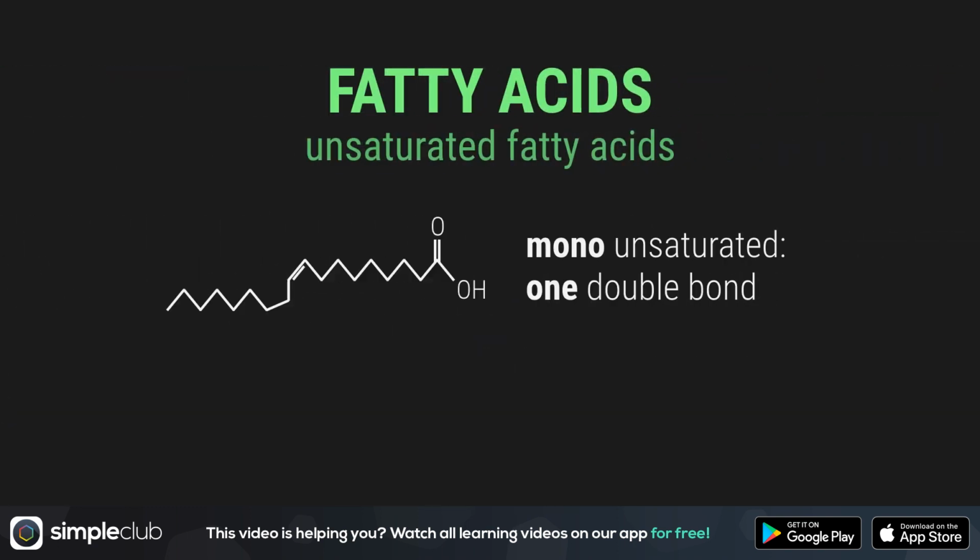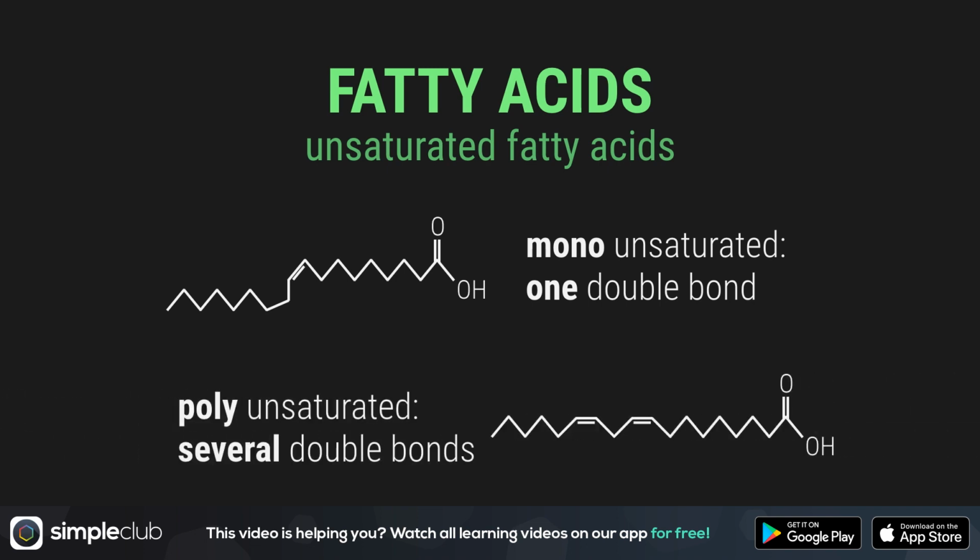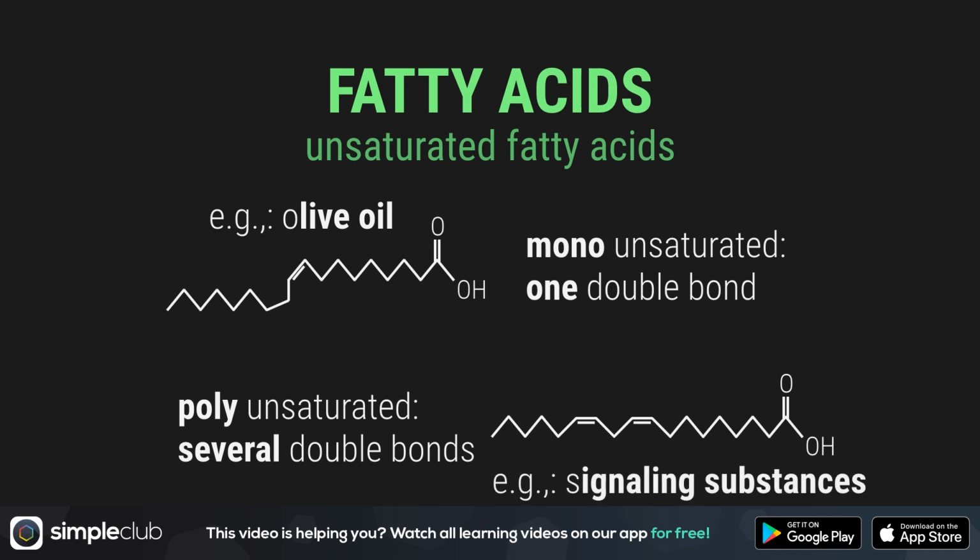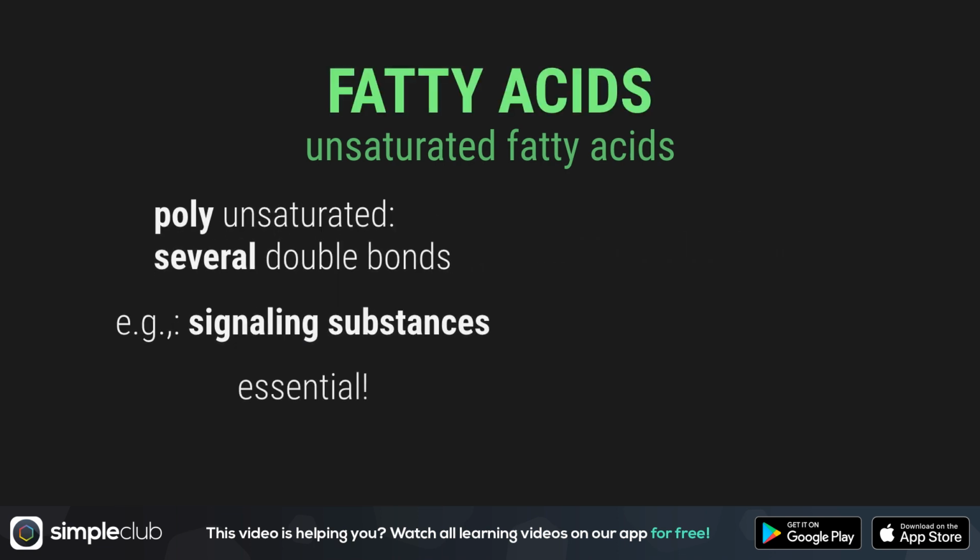Monounsaturated simply means that there is only one double bond, so one single kink. Then, polyunsaturated fatty acids have more than one double bond. For example, olive oil contains many monounsaturated fatty acids. Polyunsaturated fatty acids act as, for example, signaling substances in the body and are important for the cell walls and immune function. However, they cannot be made by the body itself, so we call them essential.